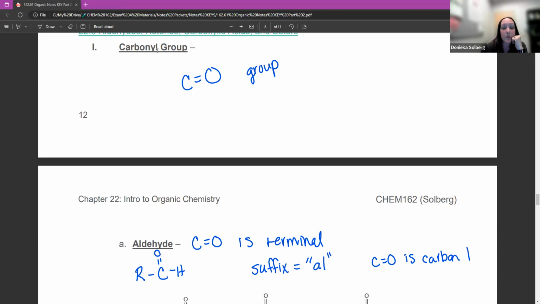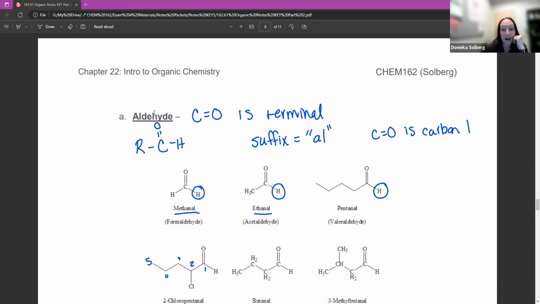This is known as a carbonyl group. So if it's a C double bonded O, that is called a carbonyl group. And we are going to start with aldehydes. This is when our C double bond O is terminal, meaning it is at the end. So my last carbon, or my first carbon, depending on how you draw it, has a C double bonded O, but instead of having an R on this side, it just has an H. So it's some R group, carbon double bond O with a hydrogen.